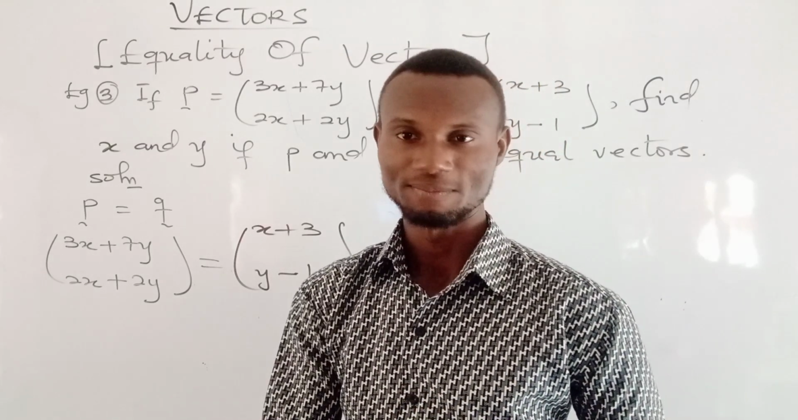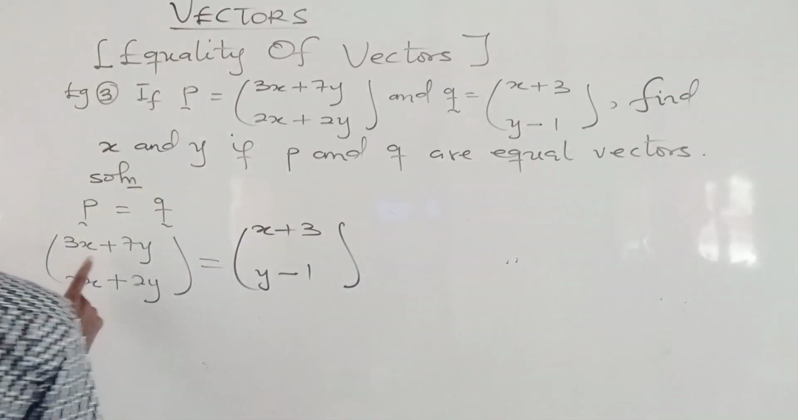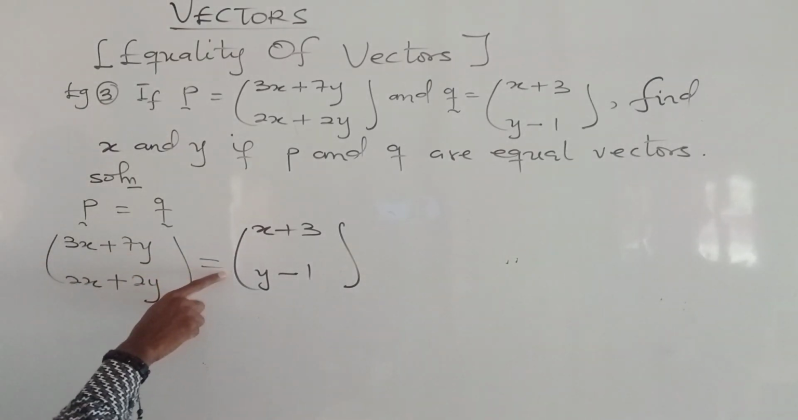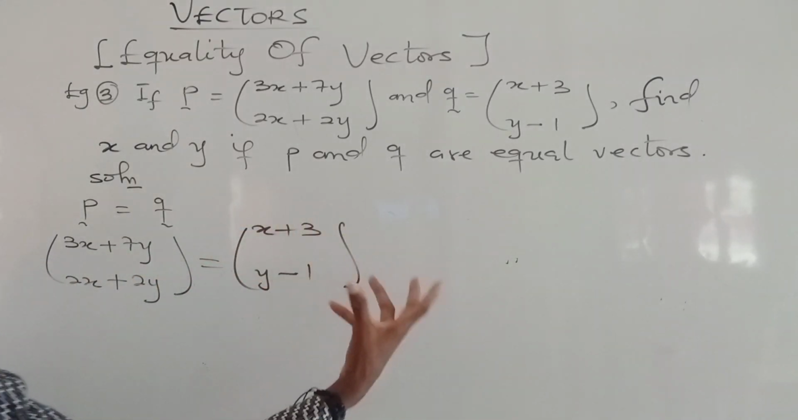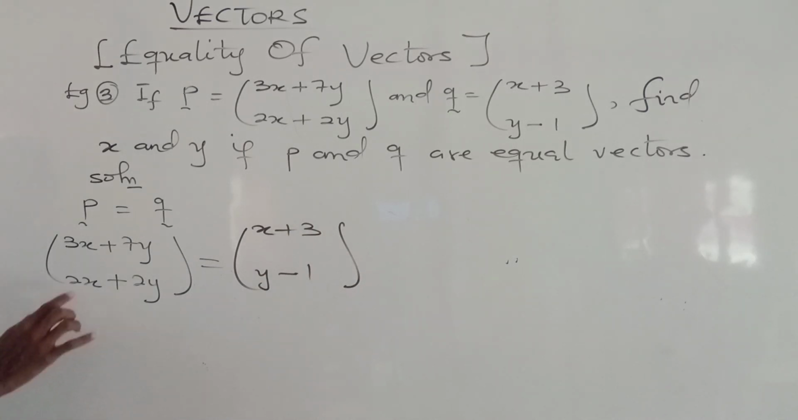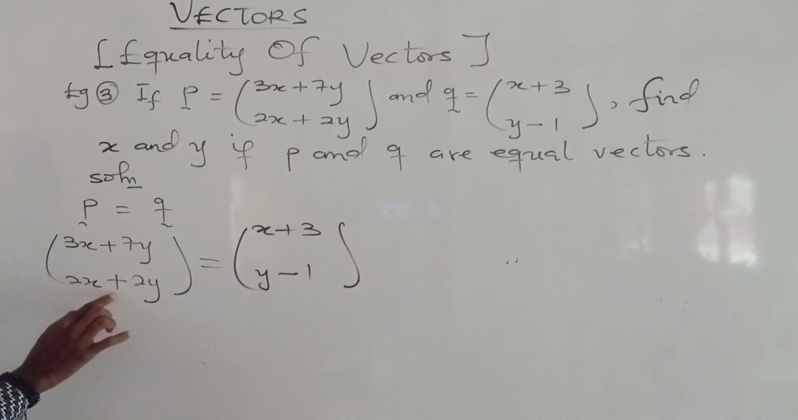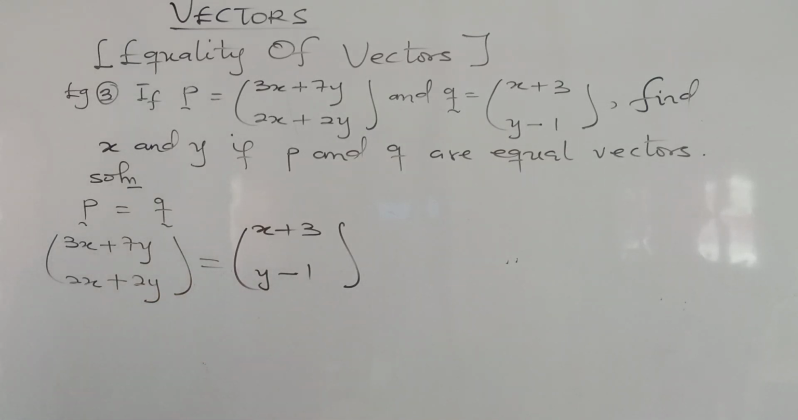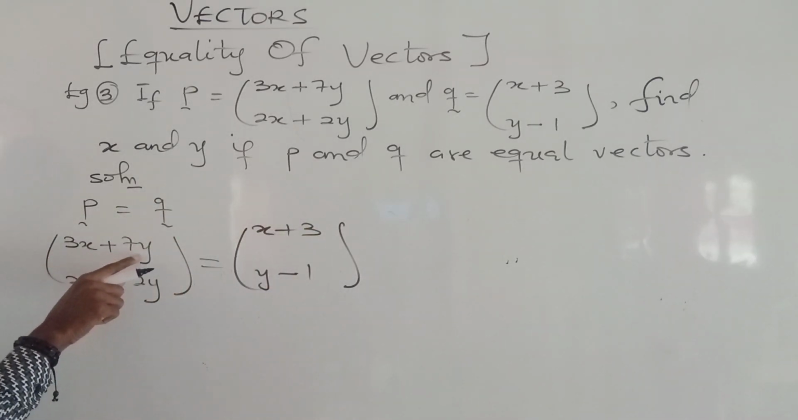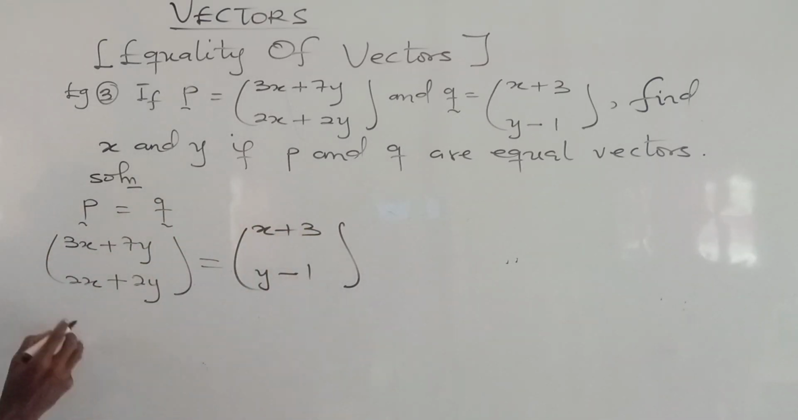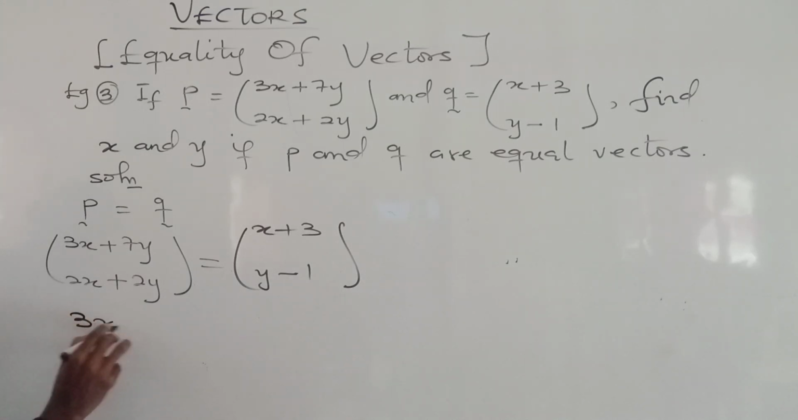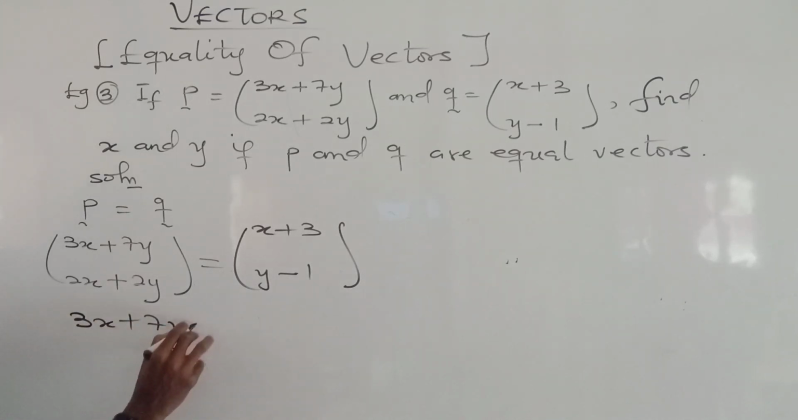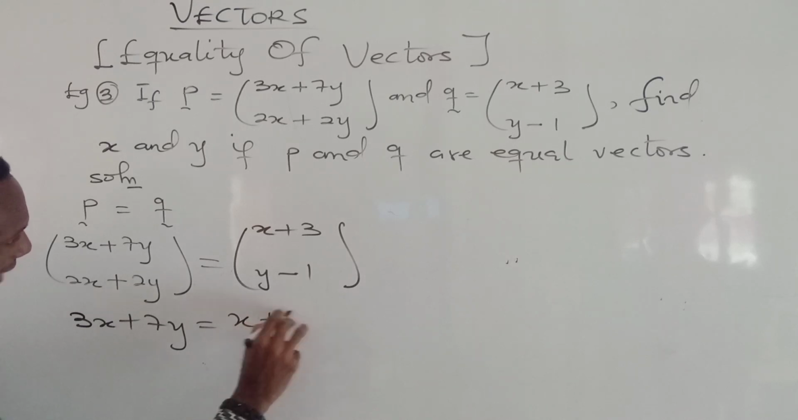We can equate them. So when I take the 3s plus 7y, I will equate it to s plus 3 and proceed to solve. And when I take the 2s plus 2y, I will equate it to y minus 1. Then I'll solve as well. So let's start with the first one. 3s plus 7y equals s plus 3. So I have that my 3s plus 7y will be equal to s plus 3.